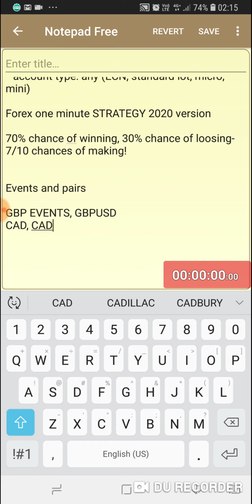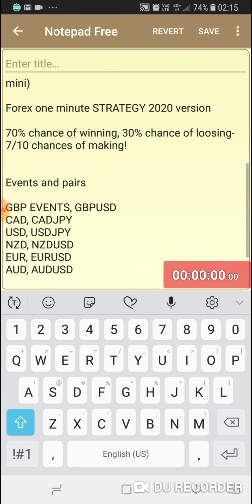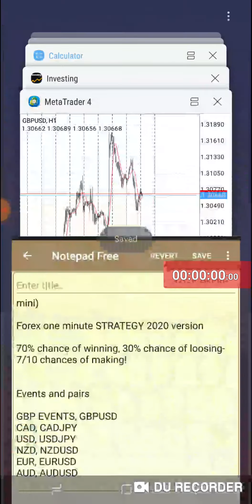CAD events, it's going to be CAD JPY. USD events, it's going to be USD JPY. NZD events, it's going to be NZD USD. What did I leave behind? Euro event, it's going to be Euro USD. These are the common pairs. What am I leaving behind? AUD event, it's going to be AUD USD. So I'm giving you guys all the common pairs.